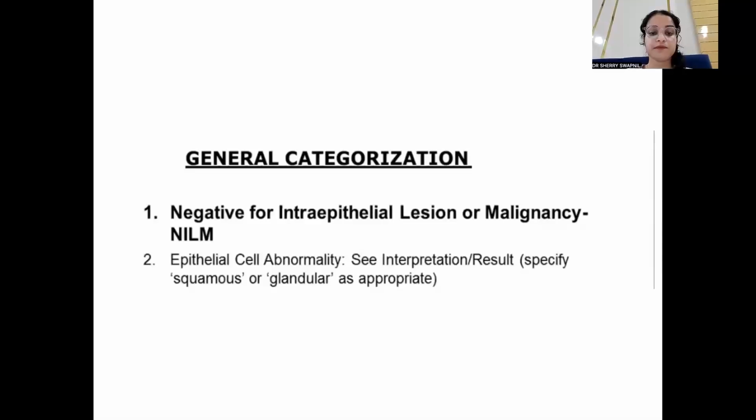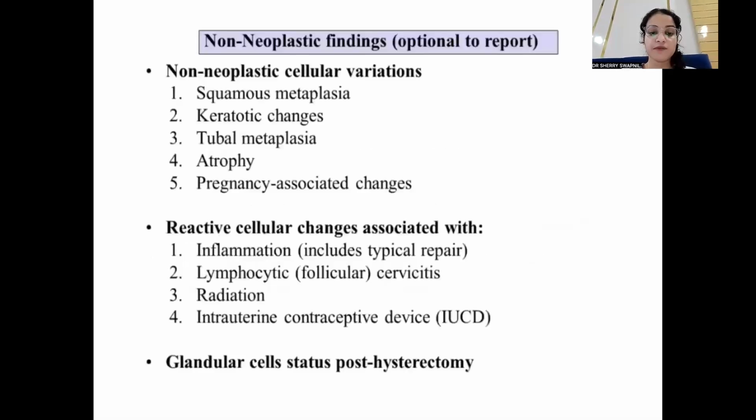Next slide, please. So this is the general categorization of Bethesda 2014. First, negative for intraepithelial lesion or malignancy, and second, we'll be seeing epithelial cell abnormalities. Next slide, please. So non-neoplastic findings, that is negative for intraepithelial lesion or malignancy, we can see these changes. Now why are we discussing these changes? Because today we have decided to discuss cancer, because sometimes these changes can be confused with the precancerous condition.